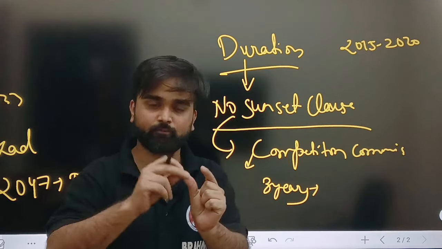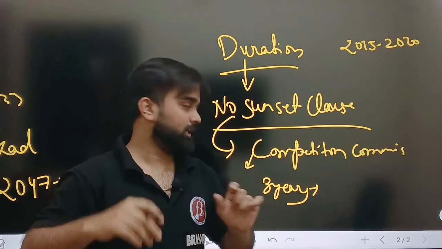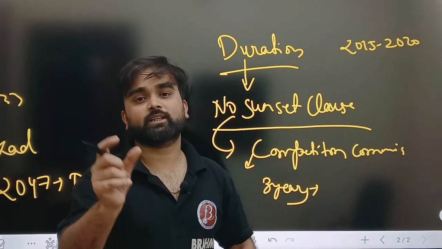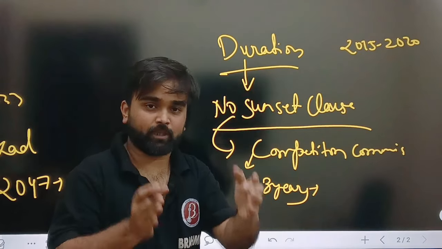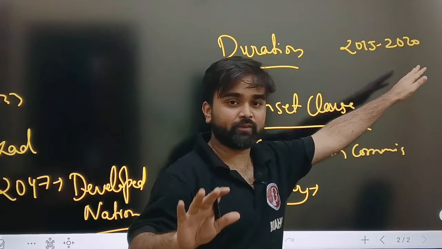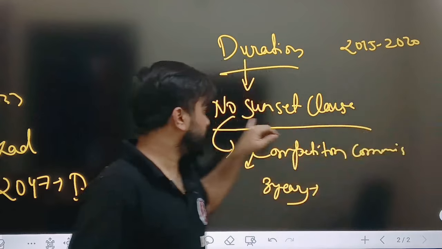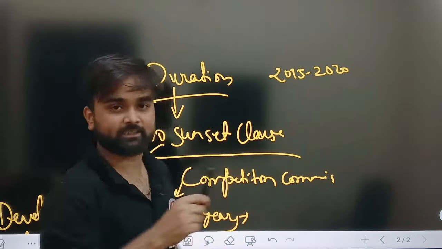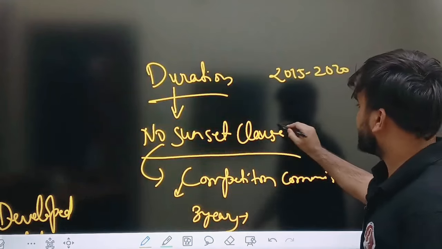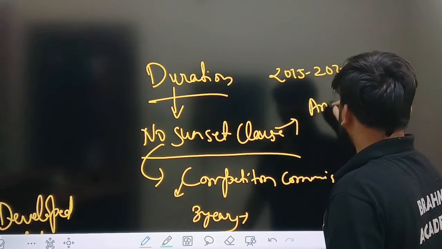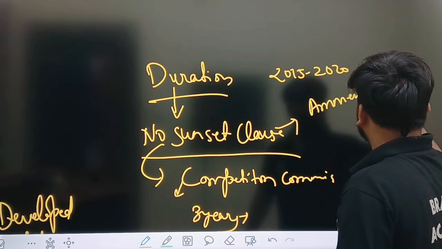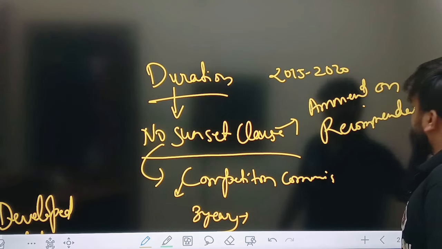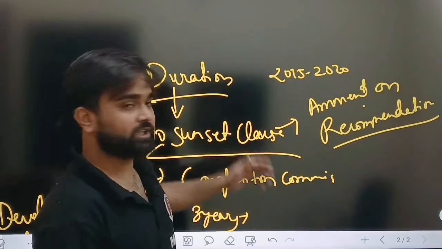If it is already written in the document that after 3 years the complete commission will get dissolved automatically, that is known as a sunset clause. So if any policy has a time period, say 5 years, it must have been dissolved unless you extend it. But here in the new policy, the duration is said to be with no sunset clause. That is, the government has said we haven't brought in any sunset clause. It won't expire by itself. We will from time to time amend it on recommendations. So this way the duration has been extended.